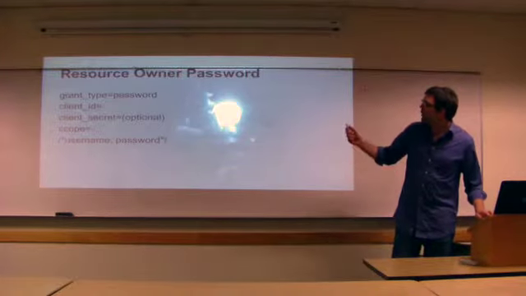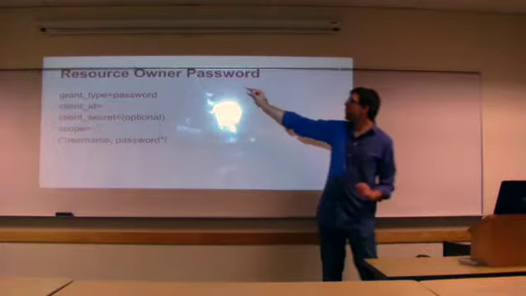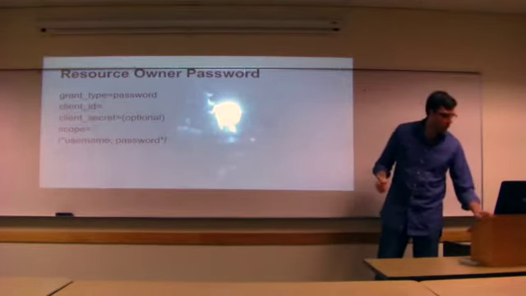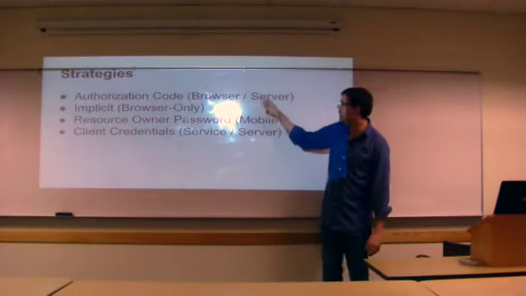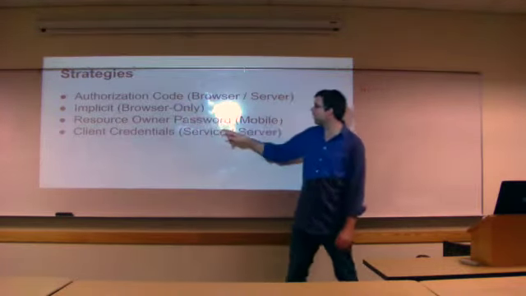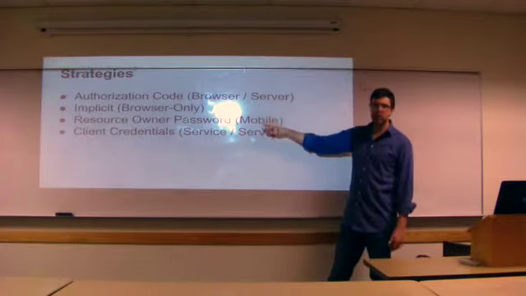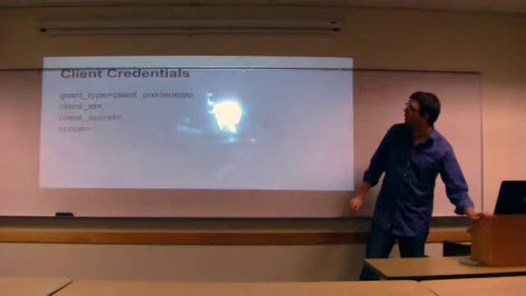Are we going to talk about this one right now? Yes, we're going to talk about this one right now. Okay, resource owner password. This strategy is the mobile device strategy. So if we go back, I kind of put this on there. Authorization code is browser and server. Implicit is browser only. Resource owner password is mobile, or that's the primary use case for it. And then client credentials, we'll talk about in just a minute, and then I'll do a demo for you.